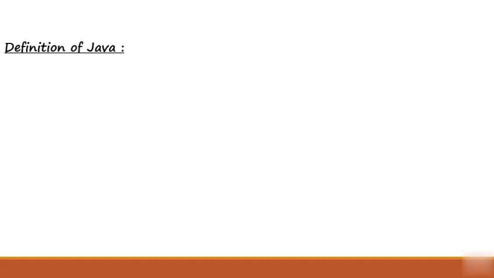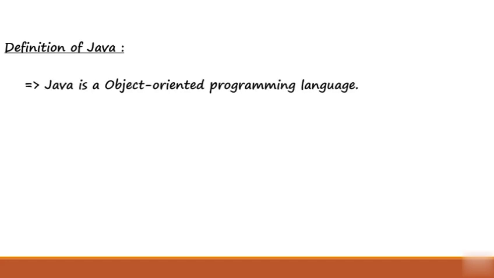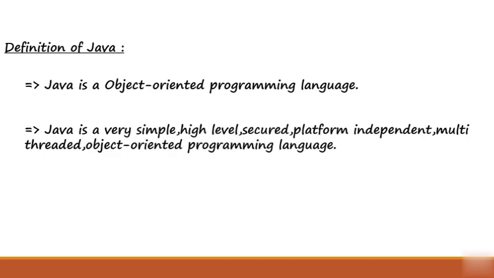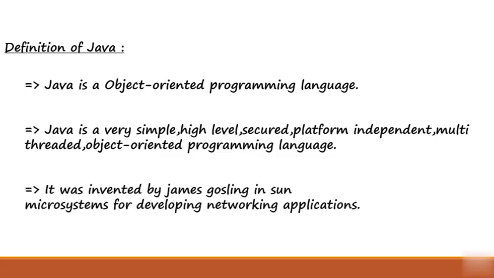So what is the definition of Java? Java is an object oriented programming language. Java is a very simple, high-level, secured, platform-independent, multi-threaded, object-oriented programming language. It was invented by James Gosling at Sun Microsystems for developing networking applications.